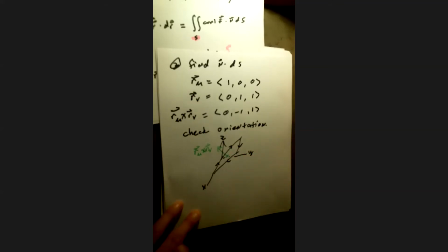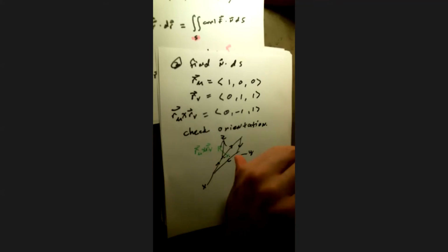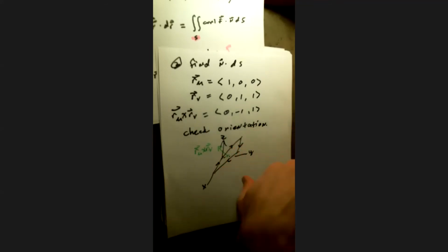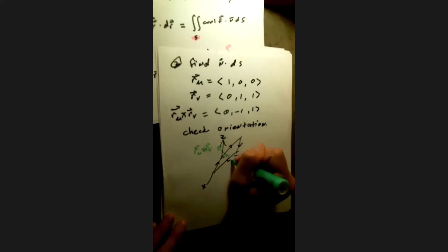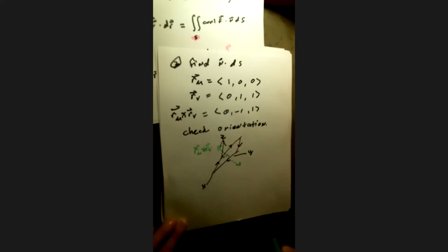But if you think about your right-hand rule, which direction would we want that vector to be pointing? Down. So we want it to be pointing down. So we checked our orientation, and our orientation is backward, right?